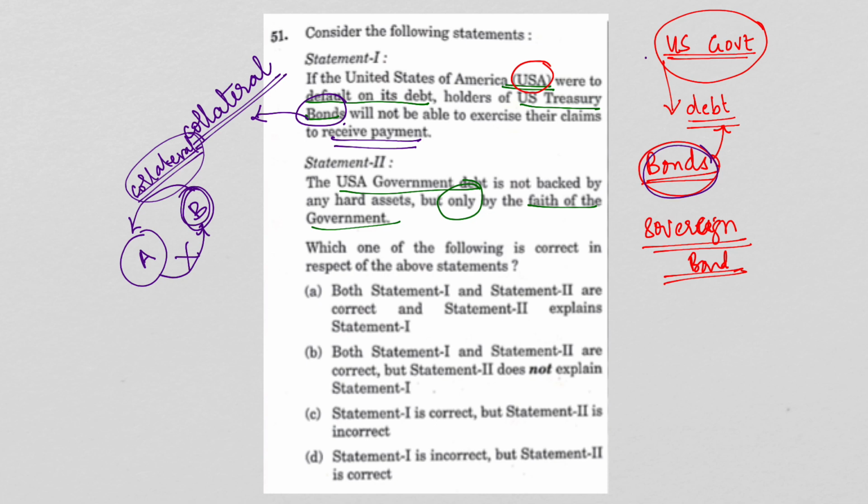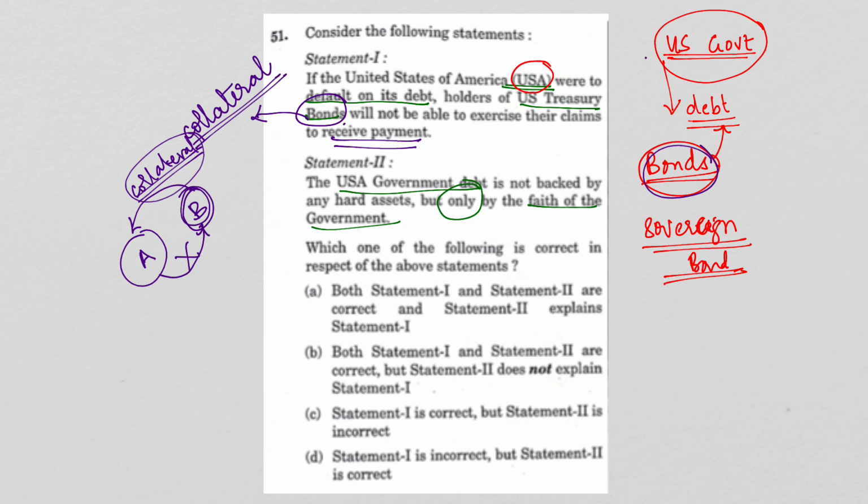Now you take a loan from the bank. Let us take a gold loan. So you pledge some gold with the bank, and if you make a default, what will the bank do? Bank has the right to claim their money. They can use the collateral, right? So this is a basic concept.